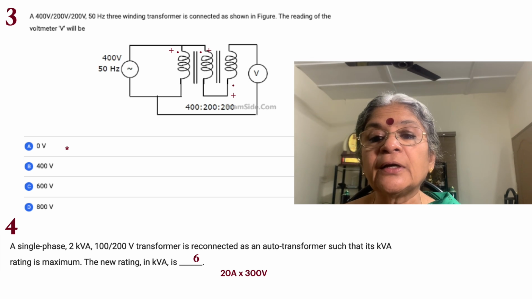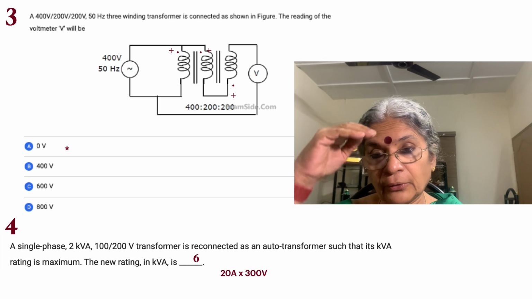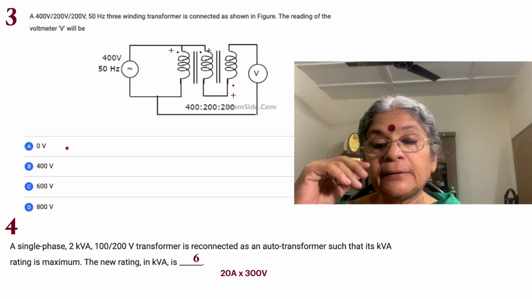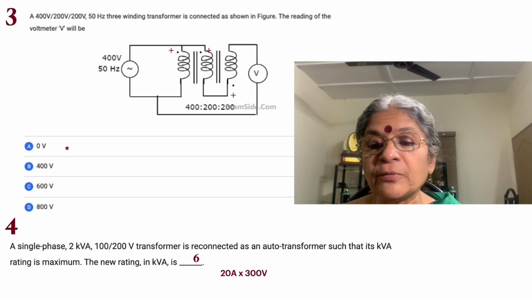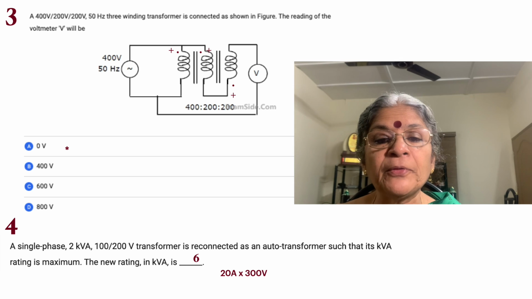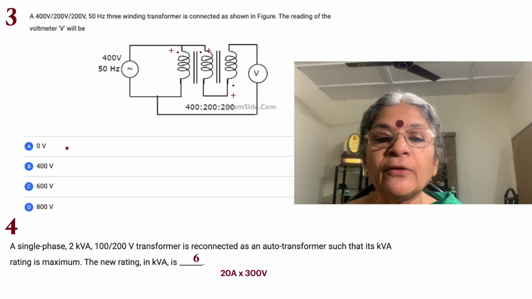There are dots as well. In the first two windings the dots are on the upper terminal, but the third winding has the dot on the lower terminal. So obviously the question is what the voltmeter reads. Let's read 400 by 200 by 200. As written here, a 400 volt 50 hertz three winding transformer is connected as shown in the figure. The reading of the voltmeter will be what?